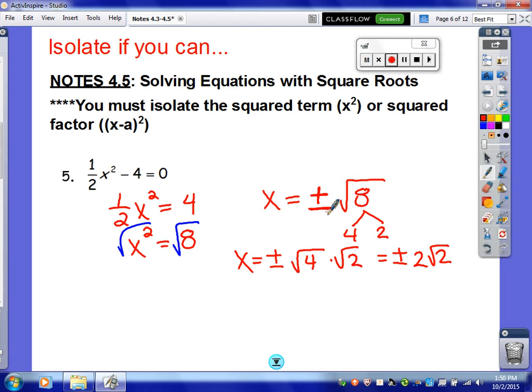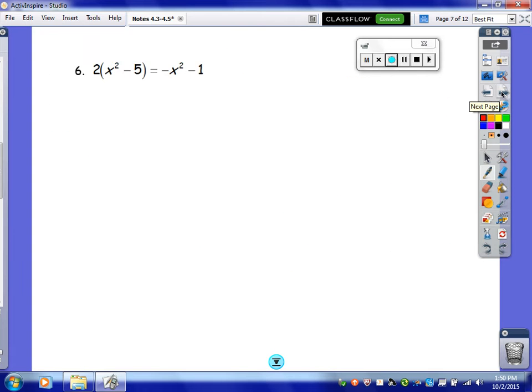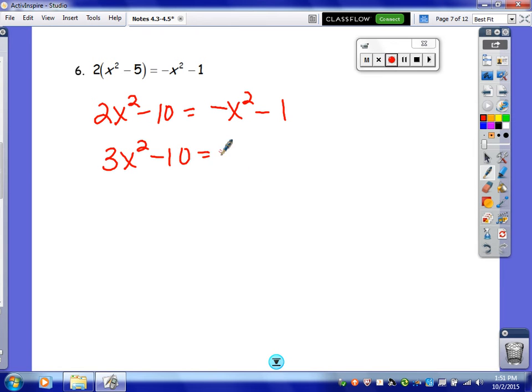All right, let's look at another one. If you notice first, I've got 2 x squared terms, no x terms. So I can isolate those x squared terms. First of all, I need to distribute that 2. So I get 2x squared minus 10 is equal to negative x squared minus 1. I want to isolate the x squared terms, so I'm going to add x squared. So I'm going to get 3x squared minus 10 equals negative 1. I'm going to add 10, so 3x squared is equal to 9.